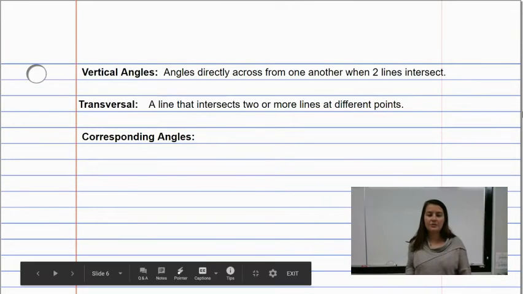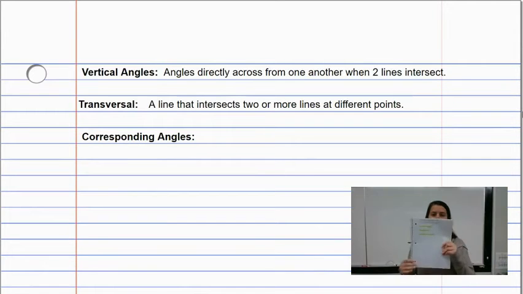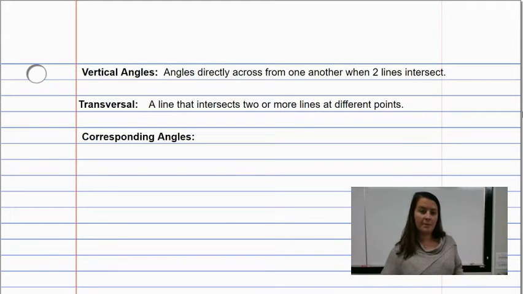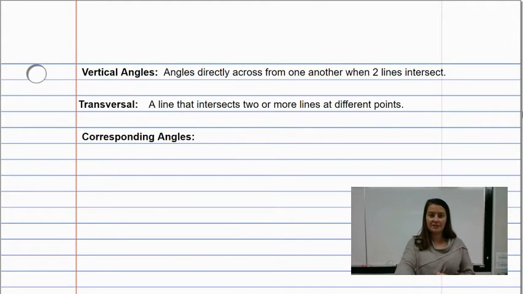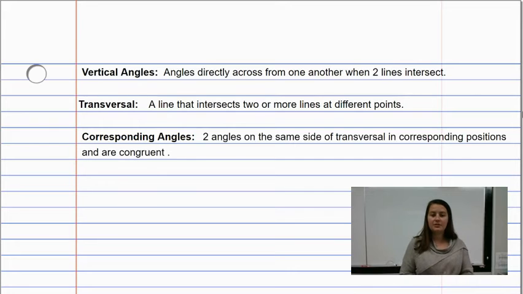Guys, back to your definitions. Bring up your notes page. You should have been writing notes down here, and you have your 3 definitions. You have vertical angles written, you have the definition for transversal, and now we're going to do our last definition, which is corresponding angles. So bring up the top of that page and get ready to write this definition. 2 angles on the same side of the transversal in corresponding positions and are congruent.